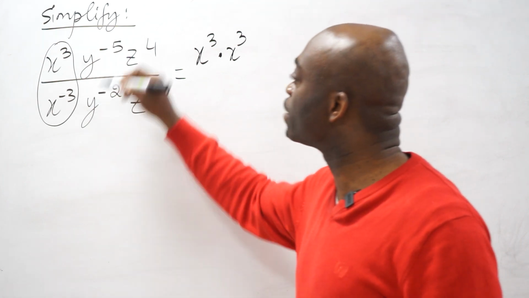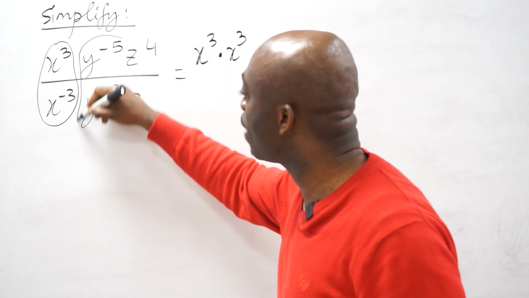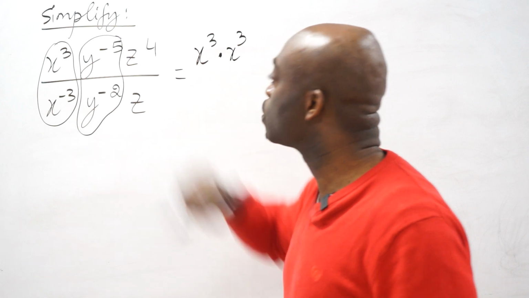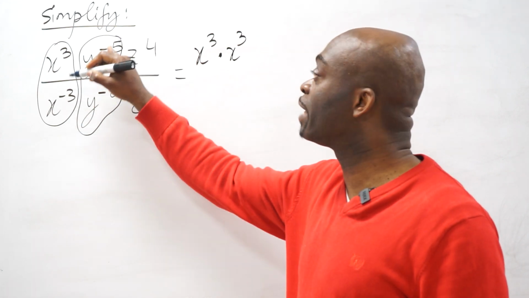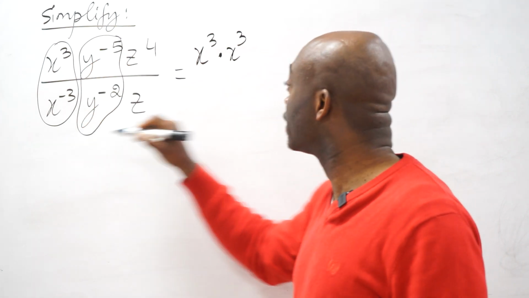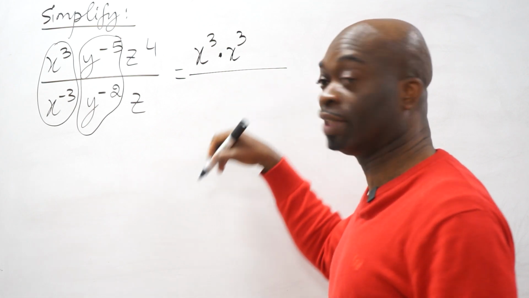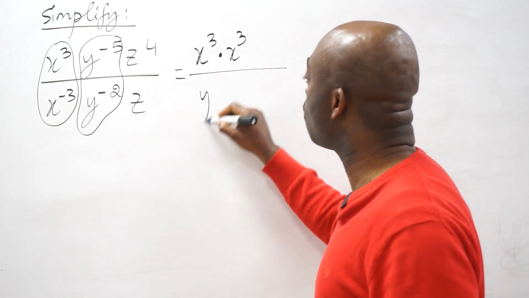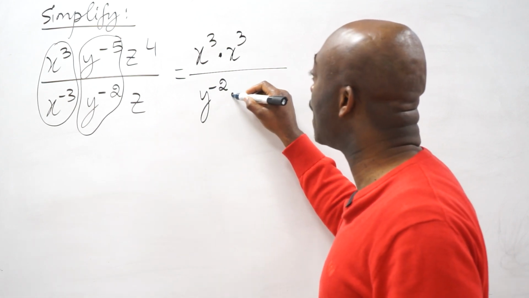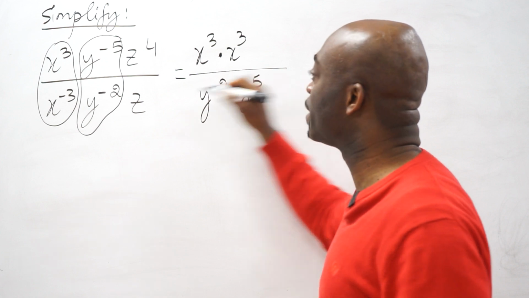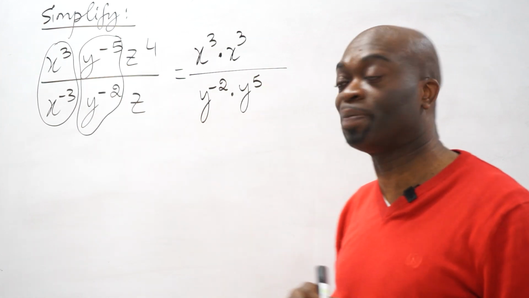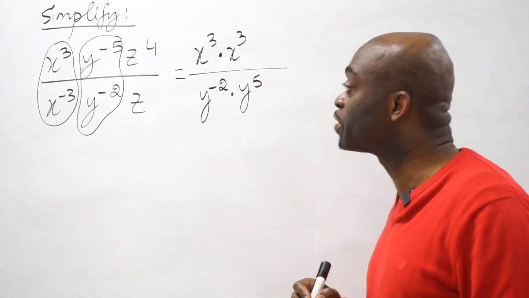So very quickly, let's go with the y now. Which one is smaller? Negative 5 is smaller than negative 2, correct? So that one will go underneath. So we're going to have y^-2 times y to the positive 5, because the negative goes down and becomes a positive. The sign changes to the opposite.